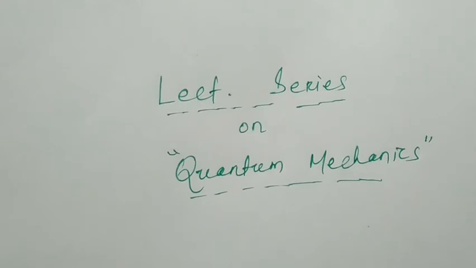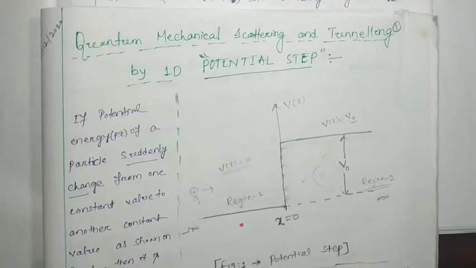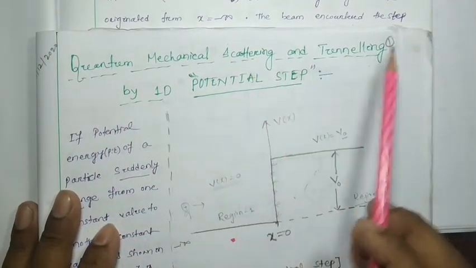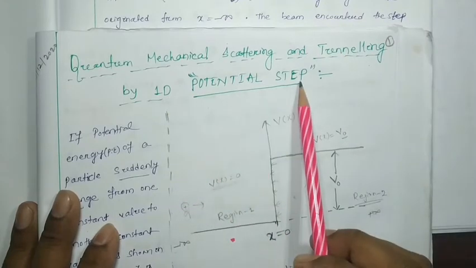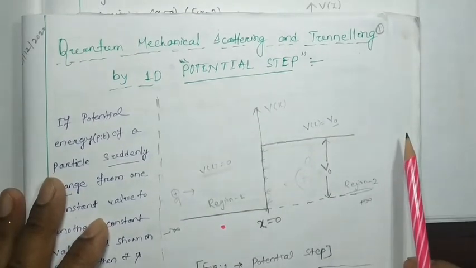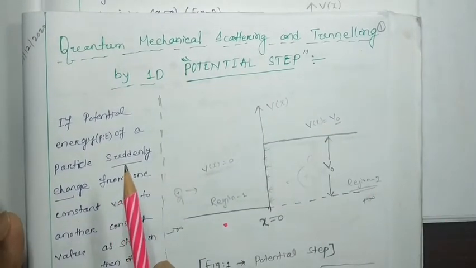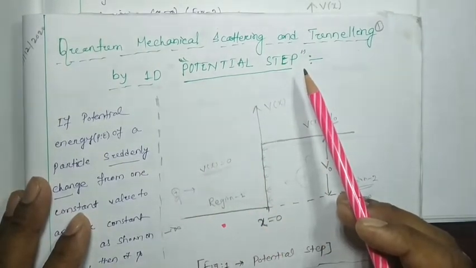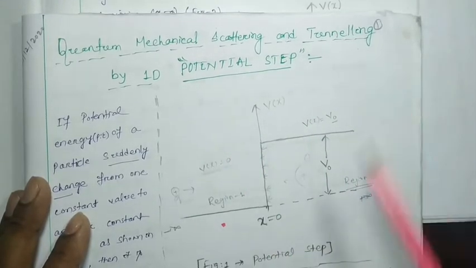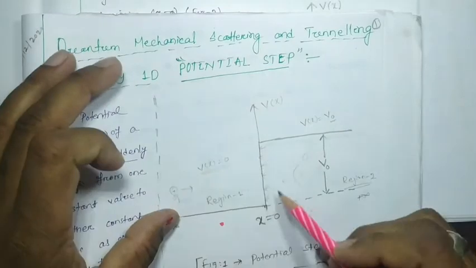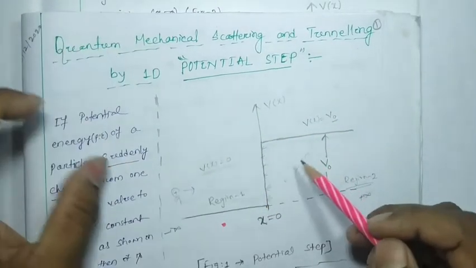In our last two classes we have been discussing the topic of quantum mechanical scattering and tunneling by a one-dimensional potential step. In the last class, in part 2 of this topic, I gave a classical model from which one can clearly understand the meaning of the potential step, and what the behavior will be when the flux of particles interacts with this potential step.